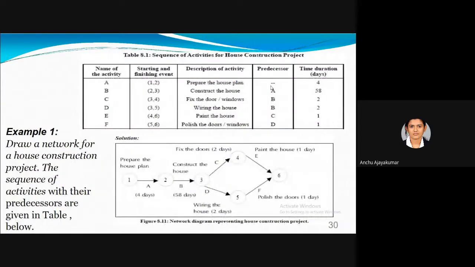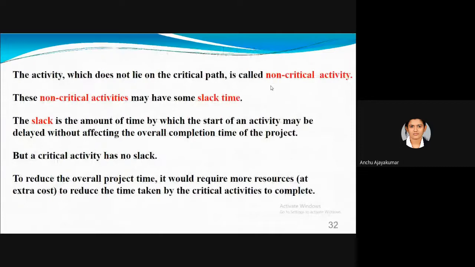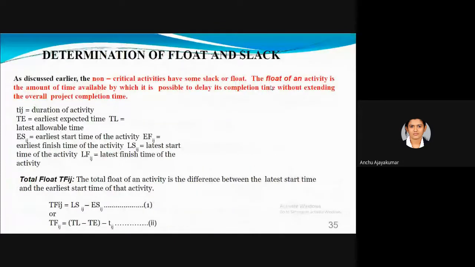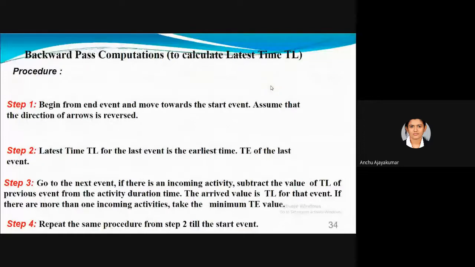The activities which do not belong to the critical path are non-critical activities. Slack time means the delay an activity can have without affecting the final duration of the project. For a non-critical activity, you have slack time, but for a critical activity, we have no slack. Your slack will be 0. The calculation I will show you in an example.